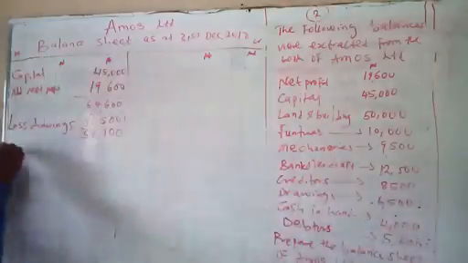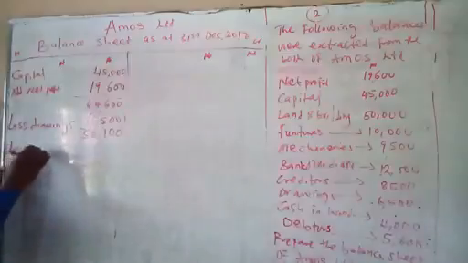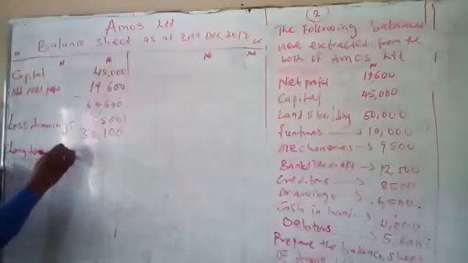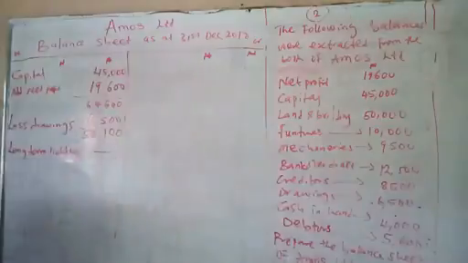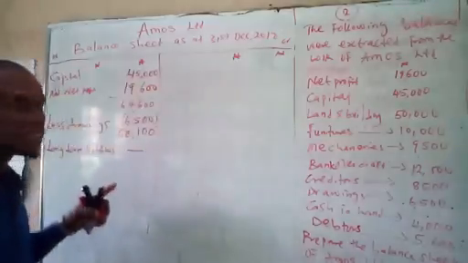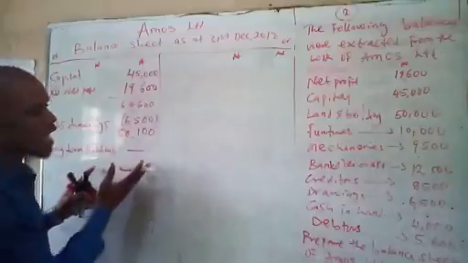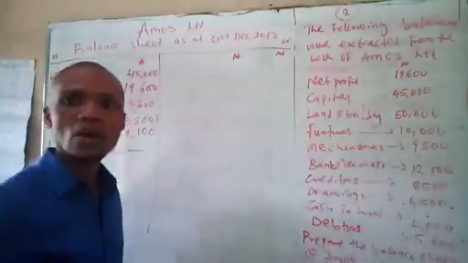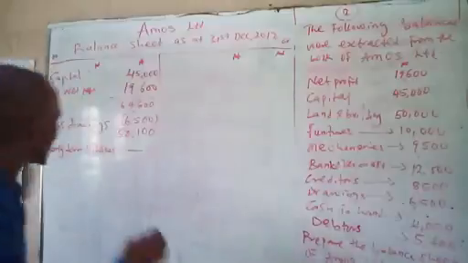So you come to this place, long-term liabilities, and we put a dash. We don't have long-term liabilities. That is why we put a dash here. Now after long-term liabilities, you go downward to your current liabilities.